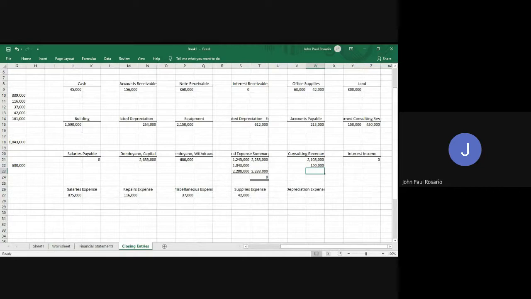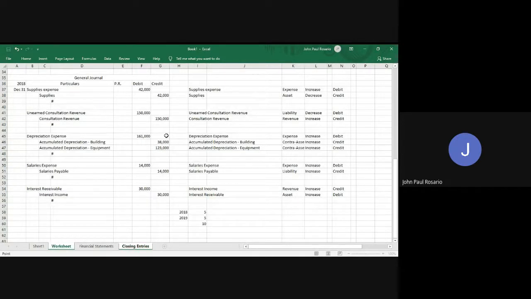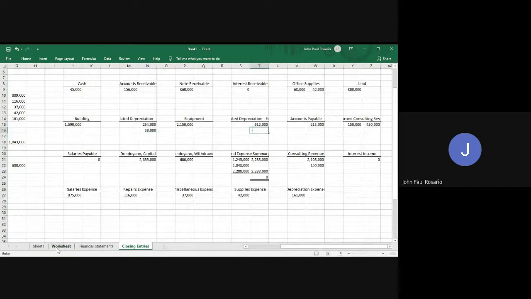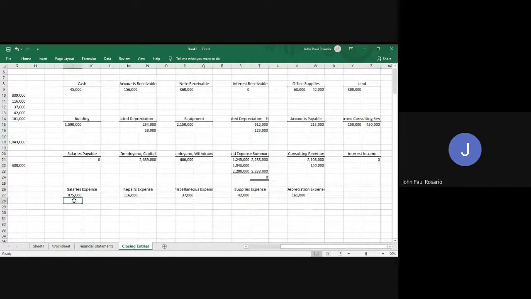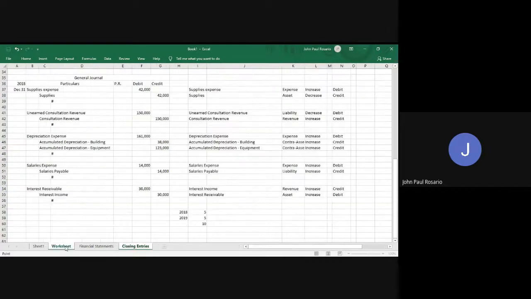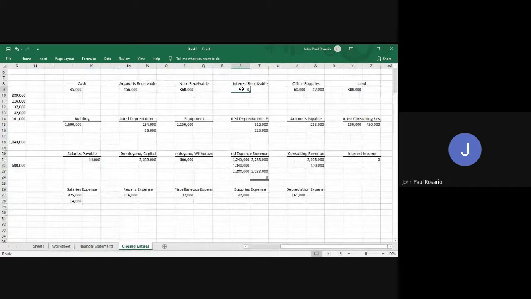Okay. And then, what's this? Depreciation expense, debit 161. And then for accumulated depreciation, building, we have 38. For equipment, we have another 38. Not 38, there should be 1, 2, 3. Okay. And then salaries expense, debit 14. Salaries payable, credit 14. What else? Interest receivable. Oh yeah. Debit 30, credit interest income 30.